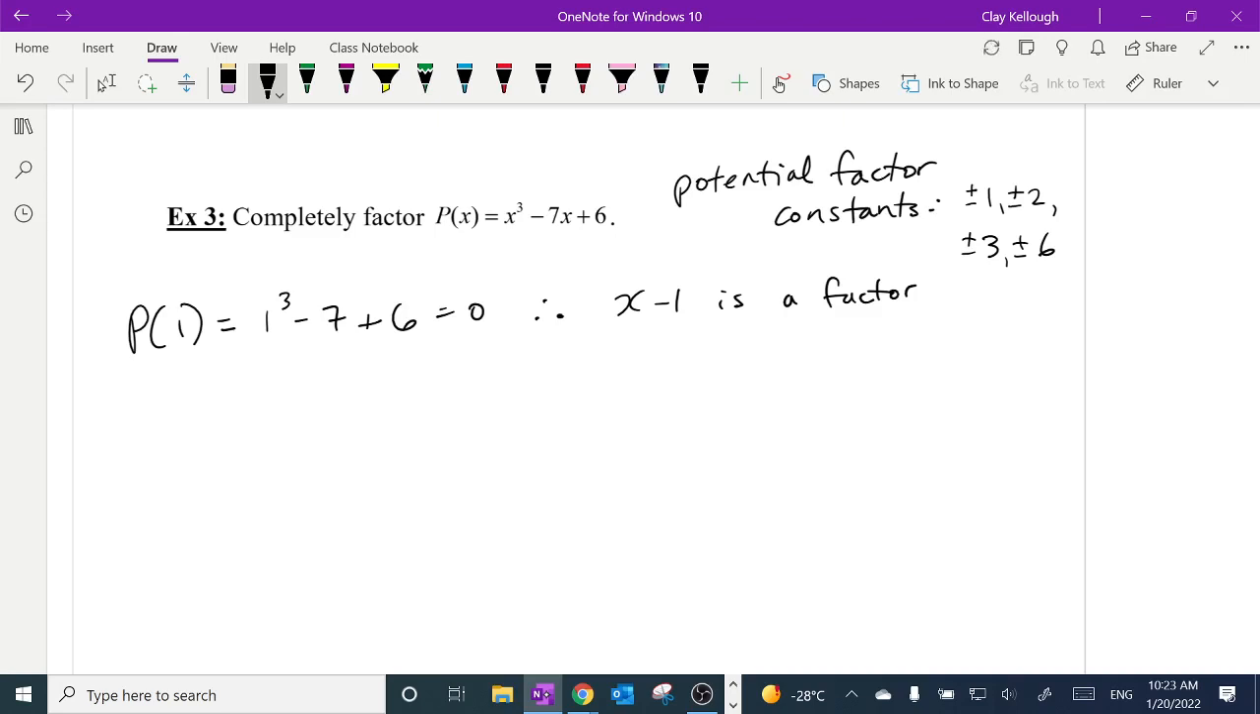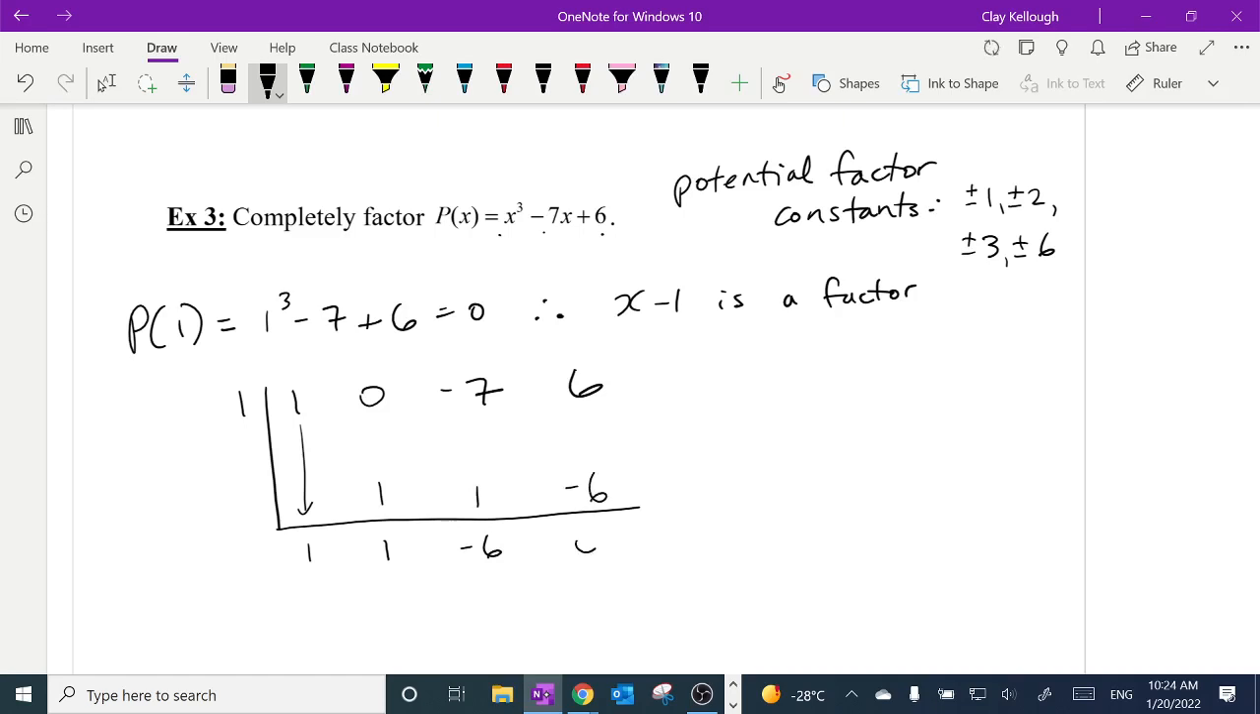Okay. So if x minus 1 is a factor, you put a 1 there, and then you put all these coefficients and constant. And remember, there's 1 missing. 1 for the x cubed, 0 for the x squared, negative 7 for the x, 6 for the constant. The 1 just plain old comes down. 1 times 1 is 1. 0 plus 1 is 1. 1 times 1 is 1. Negative 7 plus 1 is negative 6. 1 times negative 6 is negative 6.